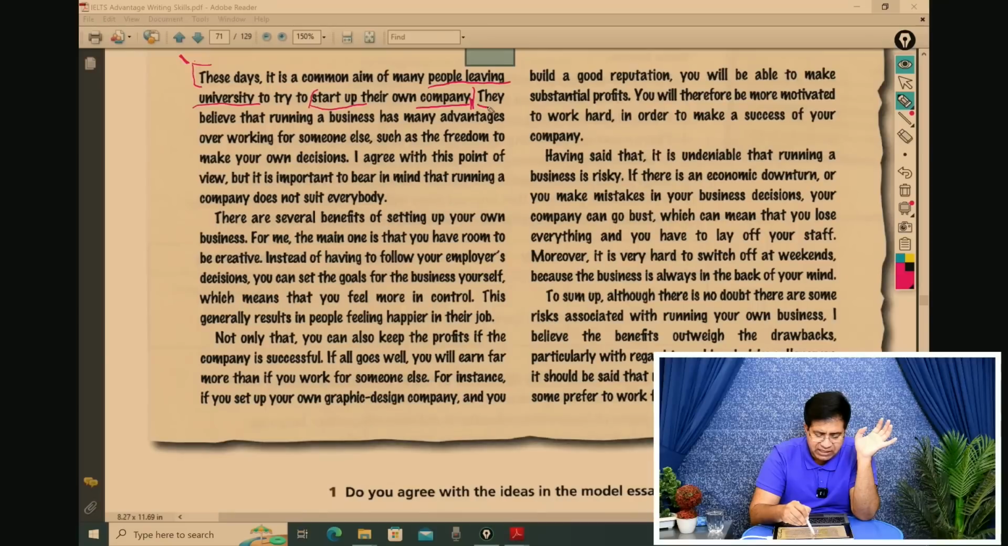They believe, they means people leaving university. They will take you back there. They believe that running a business, starting up their own company, has many advantages over working for someone else, doing a job, such as the freedom to make your own decisions. Now, this is the second sentence, and the second sentence actually restates the topic.